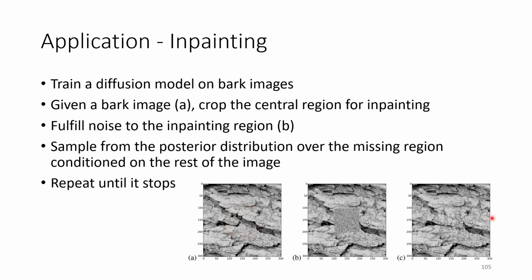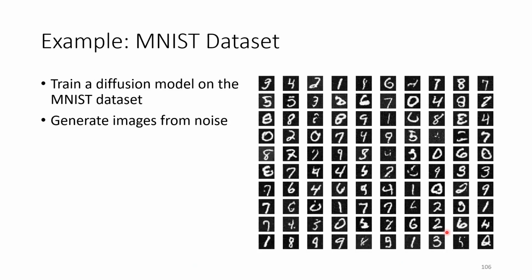ground truth one. The refilled region looks different, but it looks like a real image. So this is another example. This is the MNIST dataset. They train a diffusion model, the trajectory, so they can create those images from noise, from random numbers.